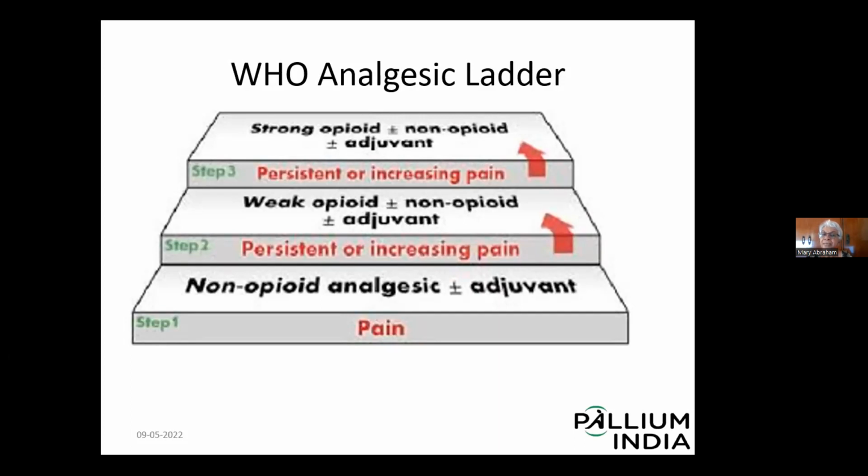Sometimes we may even skip the second step, and if the pain is very severe, we may go directly from step 1 to step 3. And step 3 is by substituting the weak opioid with a strong opioid, along with a non-opioid and an adjuvant. Using this ladder, you can treat satisfactorily up to 76% of patients with cancer.